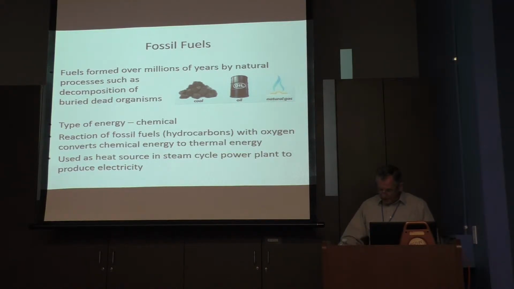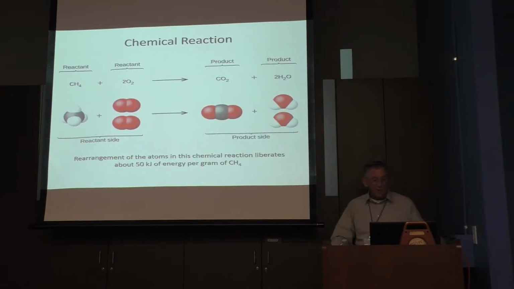Fossil fuels are used as a heat source for a steam cycle power plant to produce electricity, and they account for the majority of electricity generation in the U.S. So what we're talking about here in terms of a chemical reaction is shown here. We can use the burning of methane as representative of the burning of any hydrocarbon fuel, and the energy released in this reaction is about 50 kilojoules per gram of methane, or about 14 kilowatt hours per kilogram. And as I said, the energy released from burning most hydrocarbon fuels can be used to produce steam that becomes the working fluid in the steam cycle power plant.